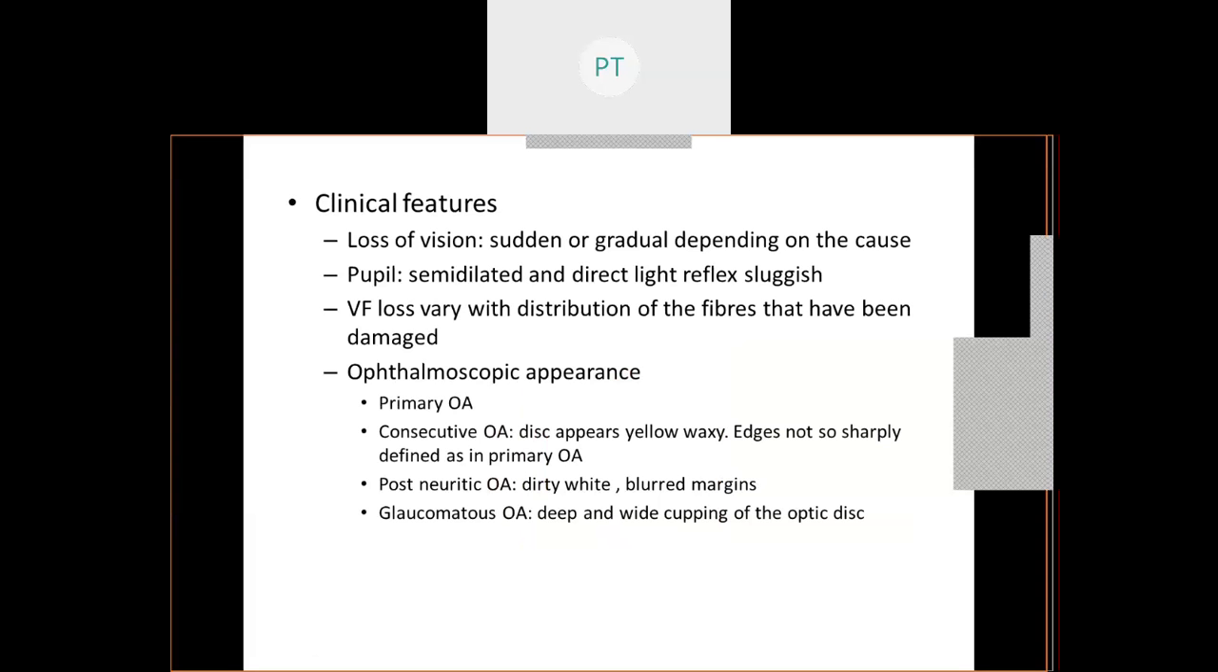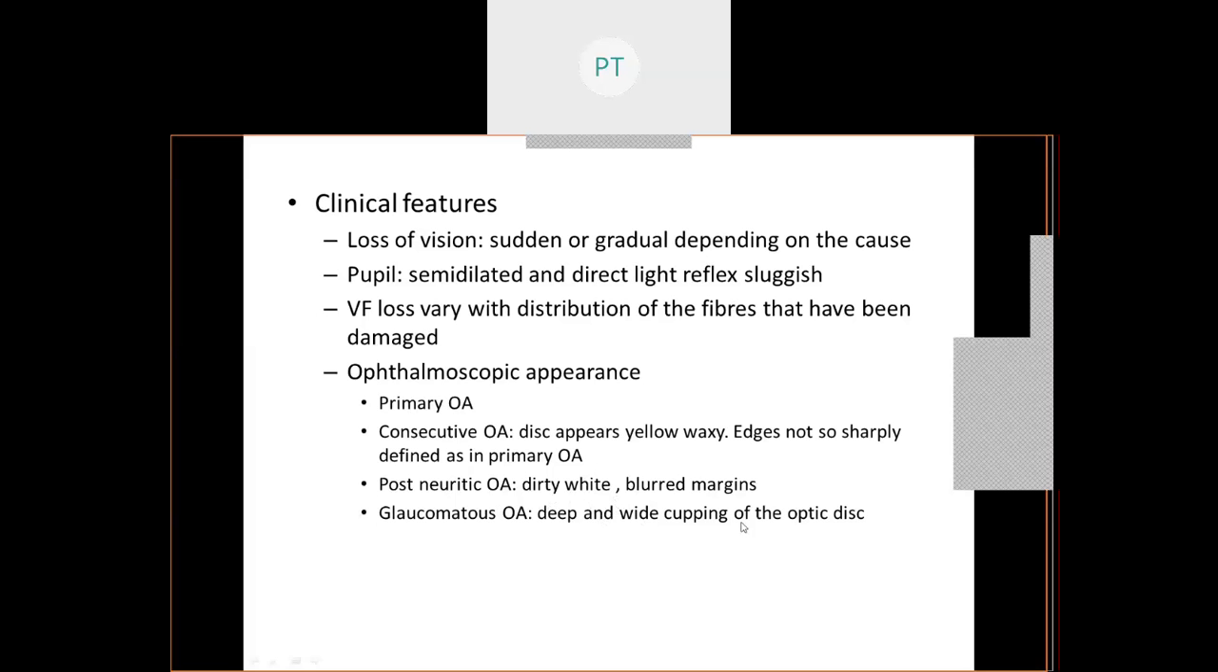So the clinical features: how do these patients present with optic atrophy? There can be loss of vision, which can be sudden or gradual depending upon the cause. The pupils are usually semi-dilated and the direct reflex is sluggish. And visual field loss will vary with the distribution of the nerve fibers which have been damaged. If you look at the ophthalmoscopic appearance, in primary optic atrophy I've already discussed. Then consecutive, you have a waxy appearance, and the edges are not as defined as in primary atrophy. Then post-neuritic, a secondary type of optic atrophy, you can see dirty white or blurred margins.